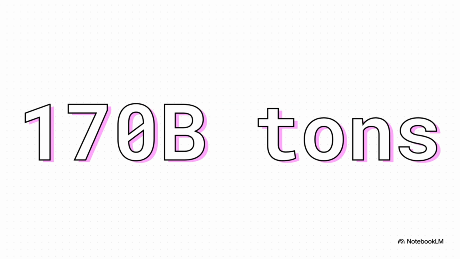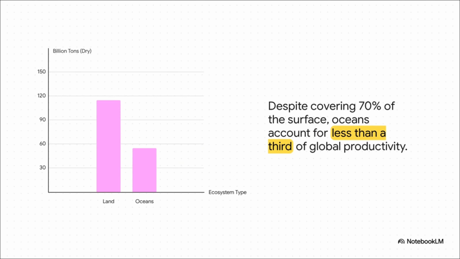So, how much net energy does this big living engine of our planet actually produce in a year? Well, it's an incredible 170 billion tons of organic matter, if you measure it in dry weight. That right there is the total energy budget that's available to sustain almost all life on Earth for an entire year.